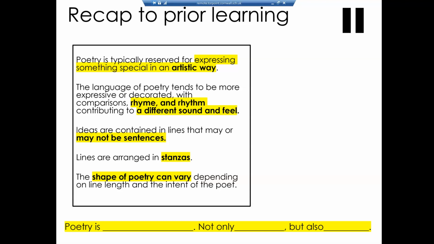In poetry, our ideas are contained in lines that may or may not be in sentences. These lines are arranged into what we call stanzas. And the shape of poetry can really vary depending on the line length and the intention of the poet.